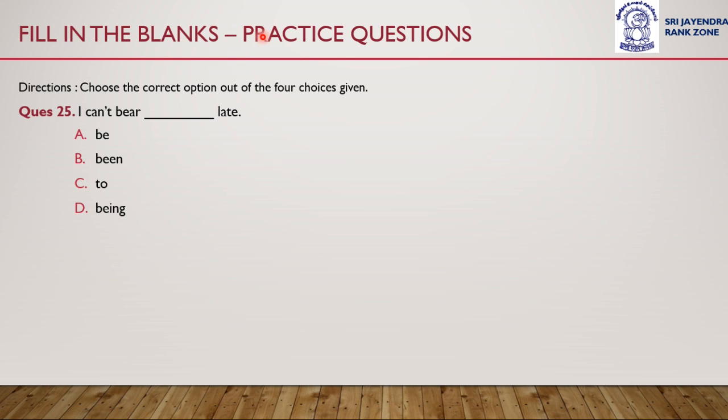Question number 25. I can't bear dash late. Options are option A, be, option B, been, option C, to, and option D is being. Which of these options will come in this blank? I can't bear dash late.